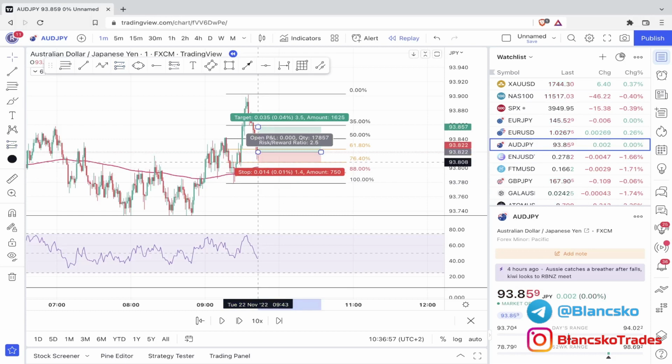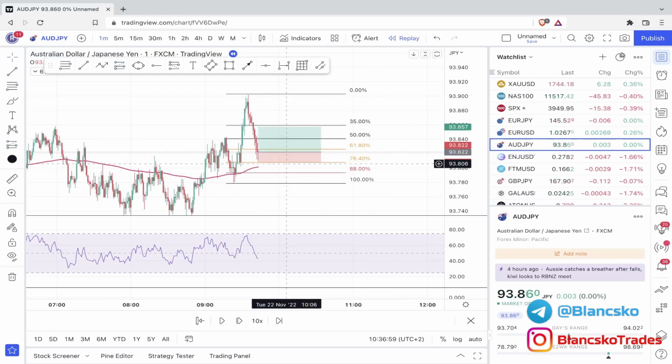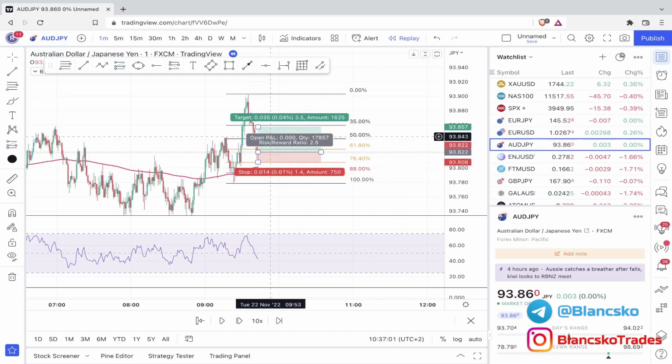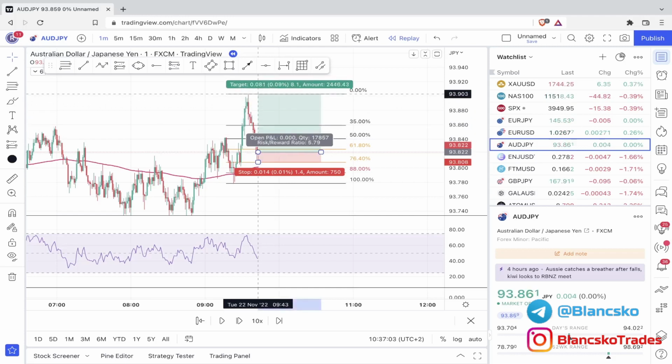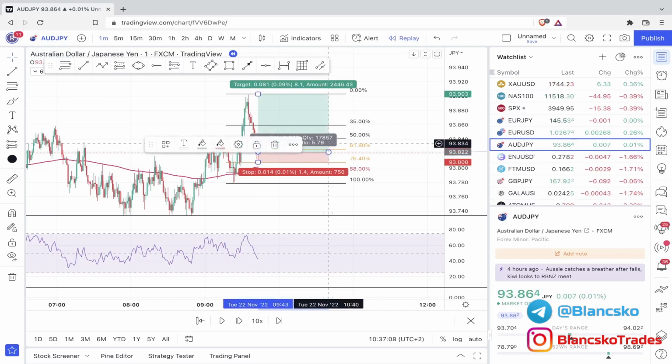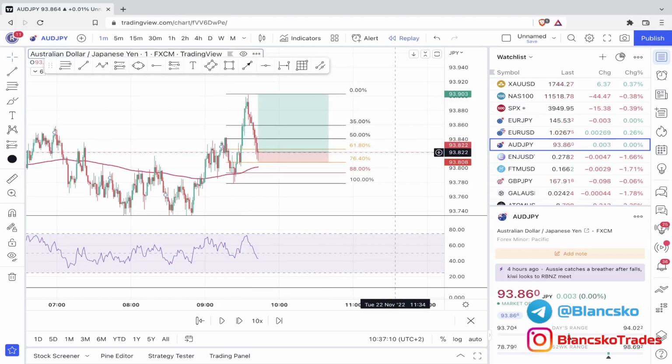I would have had a bit of breathing room as well, and my take profit would have been at the 0.0 level, which is pretty much the most recent high or low. This would give me almost 6R. Okay, so a very beautiful trade. Let's see how this plays out.